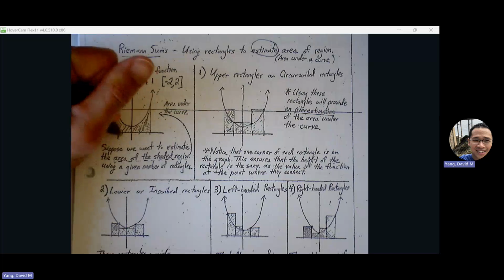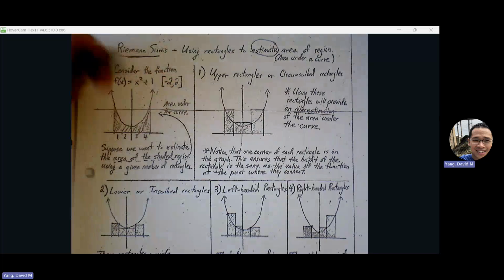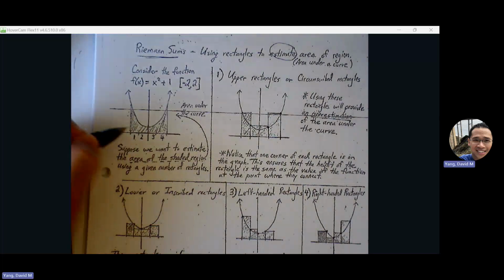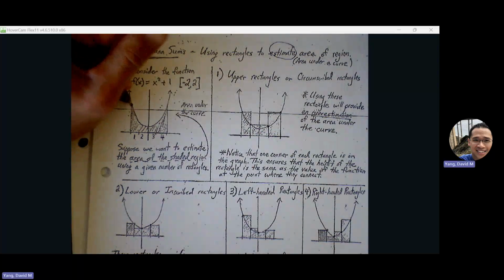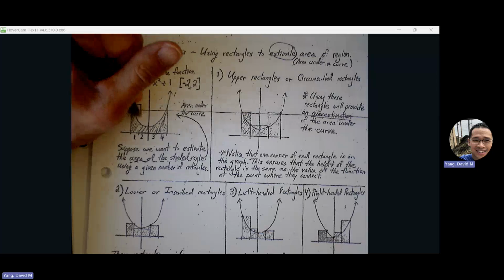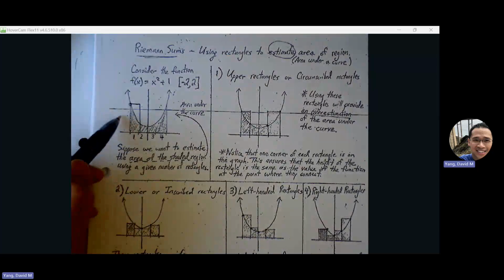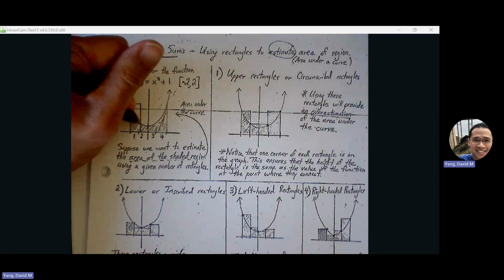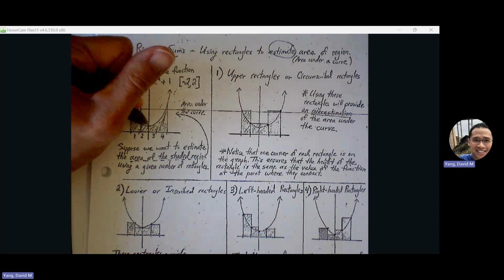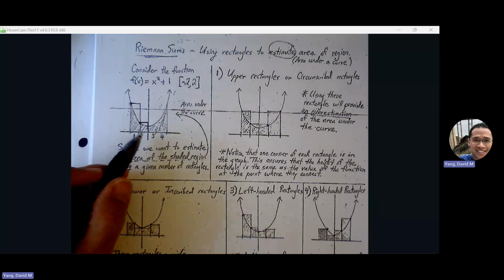So here, let's say I have region 1, region 2, region 3, and region 4. For region 1, I would purposely choose the upper left corner because it is the higher of the 2 points, and I'm going to let that represent the height. I'll drag that height over and let that be the area of my first rectangle. For my second rectangle, between this point and this point, I see the left endpoint is higher than my right endpoint. So I'm going to take that left endpoint and drag that height over and let that be the height of my second rectangle.